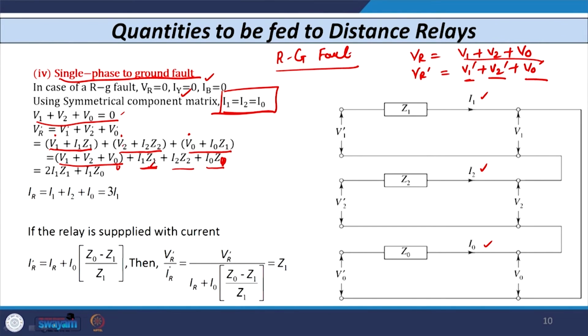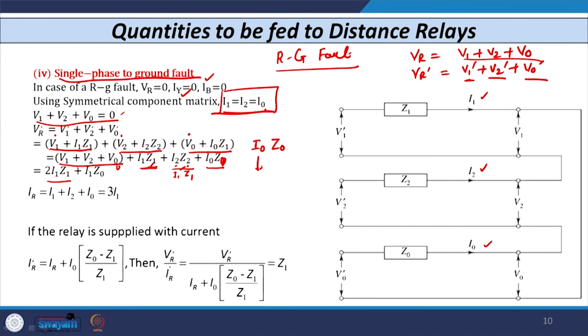I1 Z1, that is there, I2 Z2. Now, I1 is equal to I2 is equal to I0. So, this I2 we can replace with I1. Z2 is equal to Z1 because positive sequence impedance is equal to negative sequence impedance. So, this is nothing but your I1 and this is nothing but your Z1. So, this becomes 2 I1 Z1 and this is nothing but your I0 Z0, right. This term is I0 Z0.